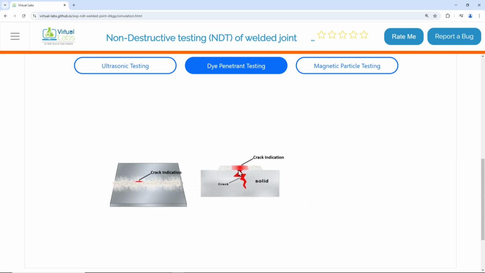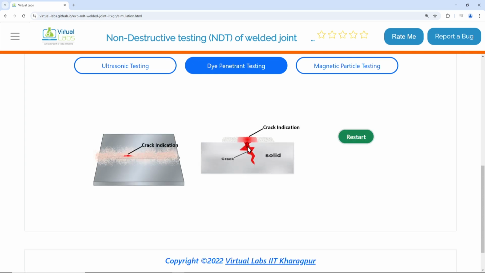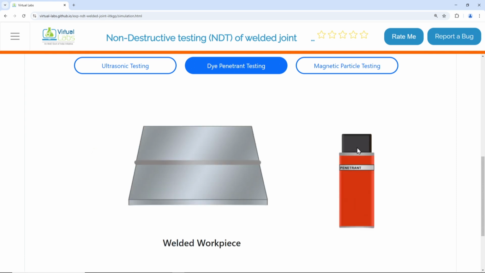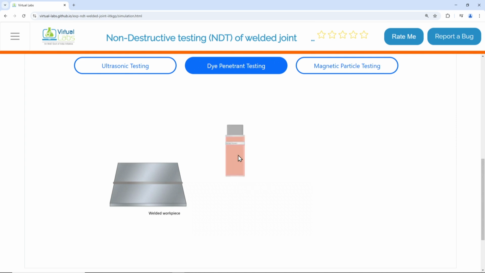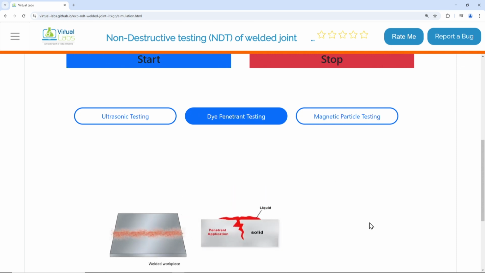The crack indication is here. The developer comes out and shows that here is a crack. So this is how the dye penetrant test works. We can restart to understand it. So we click, the penetrant is sprayed and then it is cleaned, and the developer helps us to understand where the crack is. So this was the penetrant test.